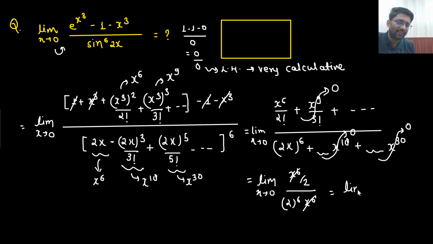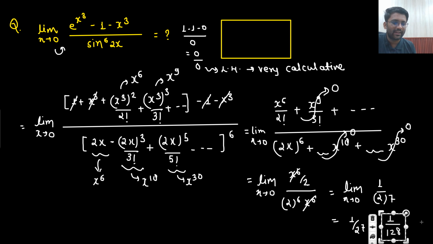What constant answer am I getting? Limit x tending to 0, 2 to the power 6, 1 by 2, so this will become 1 by 2 to the power 7. And now you need to put the limit of x, which is not even there. That means the answer is coming out to be 1 by 2 to the power 7. What is 2 to the power 7? 2 to the power 6 is 64, so it is 128. So that's the answer we are getting.